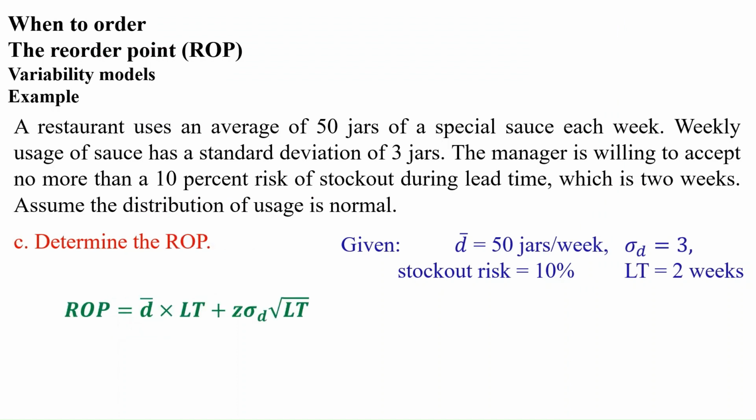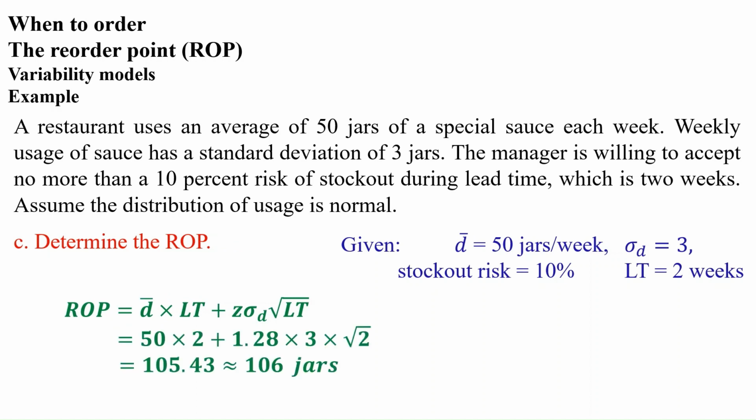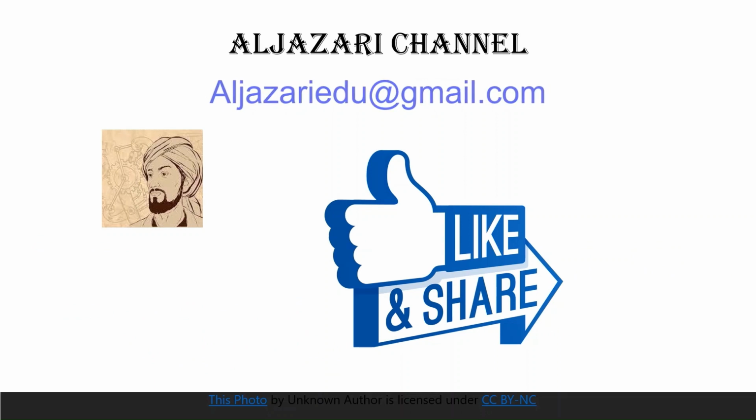To find the ROP we have to use this equation. So, ROP equals 50 multiplied by 2 plus 1.28 multiplied by 3 multiplied by the square root of 2, equals 105.43. Because the inventory is discrete units, jars, we round this amount to 106. Here the issue of when to order is explained using examples.